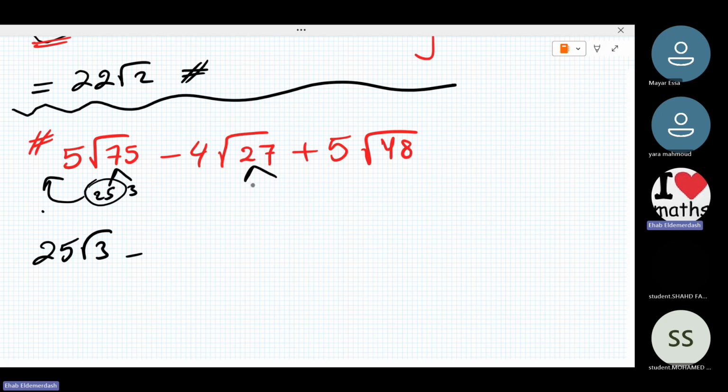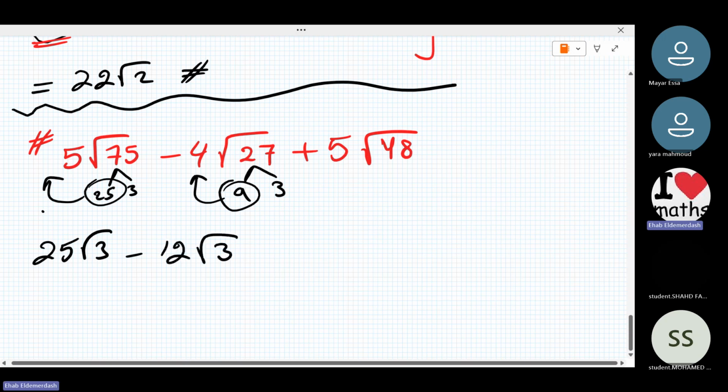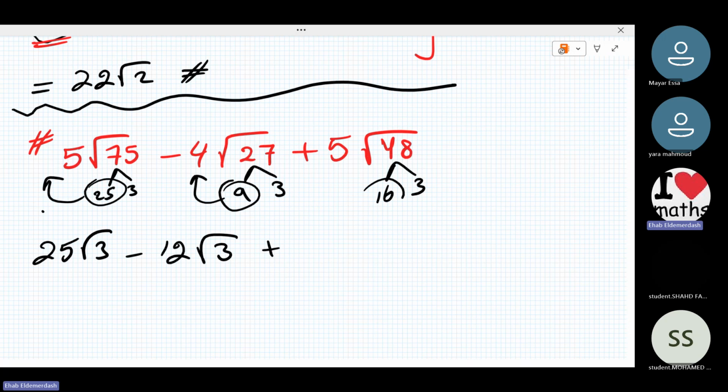27 is 9 times 3. And 9 will go out as 3, multiplied by 4 equals 12, and the remaining is root 3. So the root of 9 is equal to 3. 3 into 4 equals 12. And the remaining, it will be 3 plus 48. Who can tell me what the 48 is? Good. 16 times 3. 16 will go out as 4 times 5 equals 20. So it's 20 root 3.